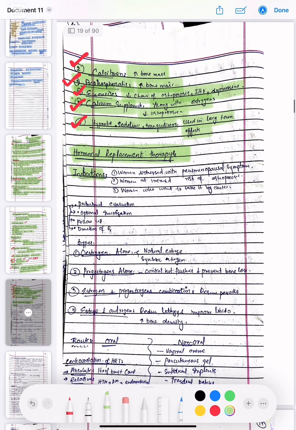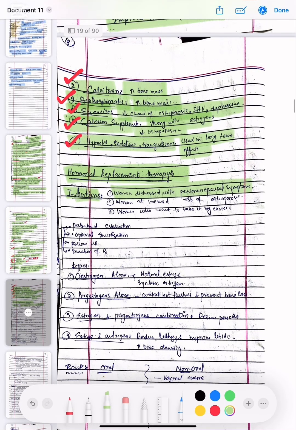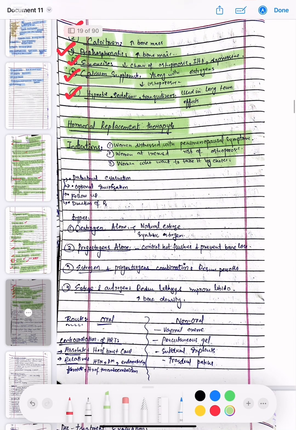So what are the indications for hormonal replacement therapy? These are women distressed with perimenopausal symptoms, women at increased risk of osteoporosis, and women who want to take it by choice.